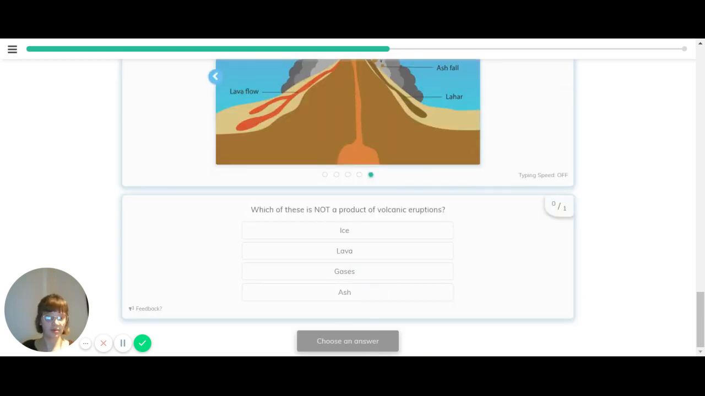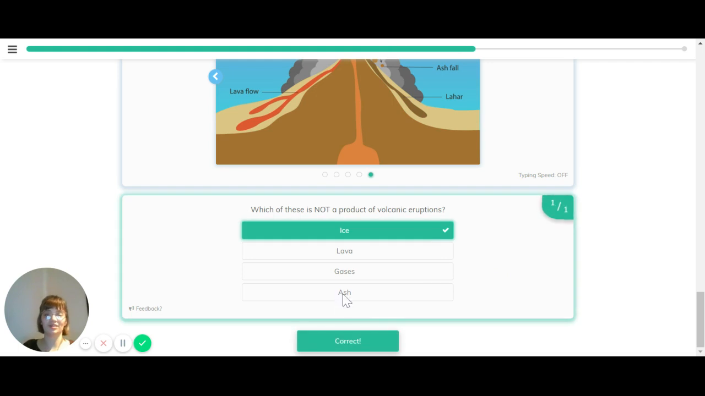So, which of these is not a product of volcanic eruptions? We've got ice, lava, gases, and ash. And obviously, given the temperatures, I think ice is pretty obviously not.